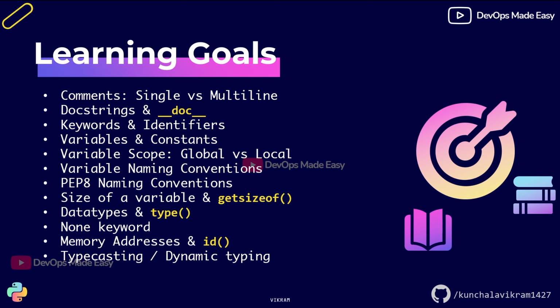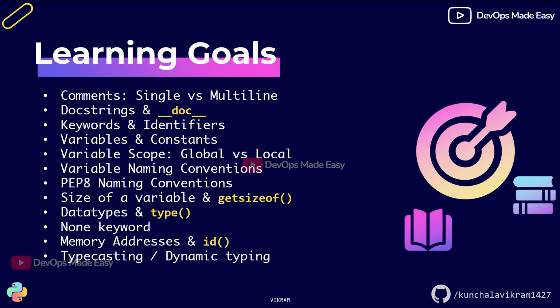So this is not only for Python, this is for every programming language. And how do we write a variable name, what are the various conventions to be followed, what is PEP8 naming convention and why it is good to follow these conventions when you are trying to name any variable. How do we find the size of a variable? This is basically the amount of memory that a variable is going to occupy in the memory.